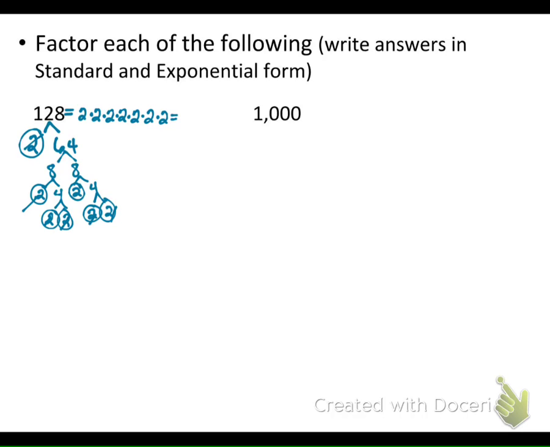Now, if I type that into my calculator, 2 times 2 times 2 times 2 times 2 times 2 times 2, what is that going to equal? What should it equal? 128. Yeah. Okay, so standard form, I had to write out lots of 2s. Exponential form will be a lot easier to write and easier to read. How would I write this in exponential form? Yeah, 2 to the 7th power.